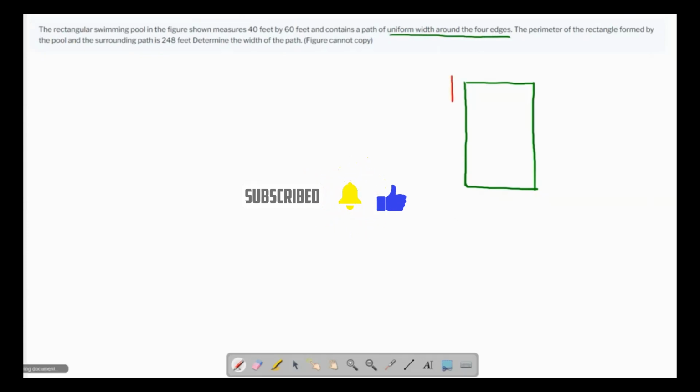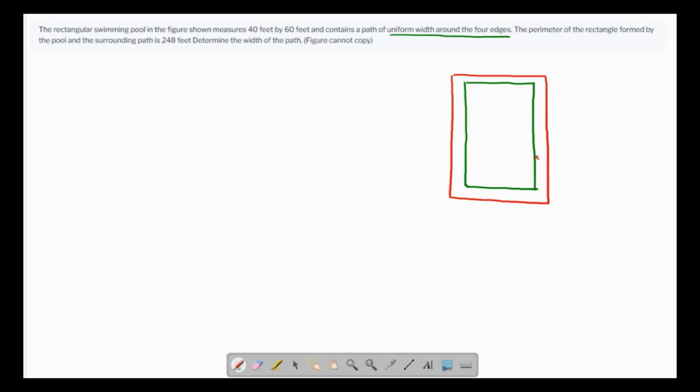So there is a circular path like this, and the width is uniform. It means that if it is x over here, then it is x over here as well. The green dimensions are already given. This is 40 by 60.